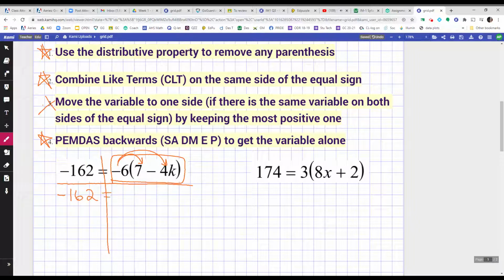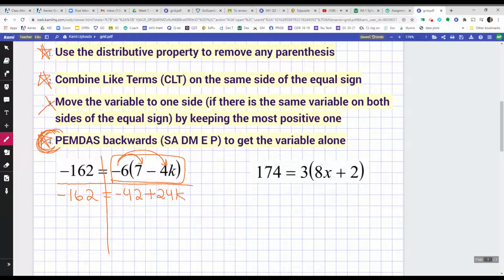-162. Equal sign is on the line. -6 times 7 is -42. -6 times -4 is now +24. With a k, I have used the distributive property. Now I'm going to do step 4, right here, PEMDAS backwards.